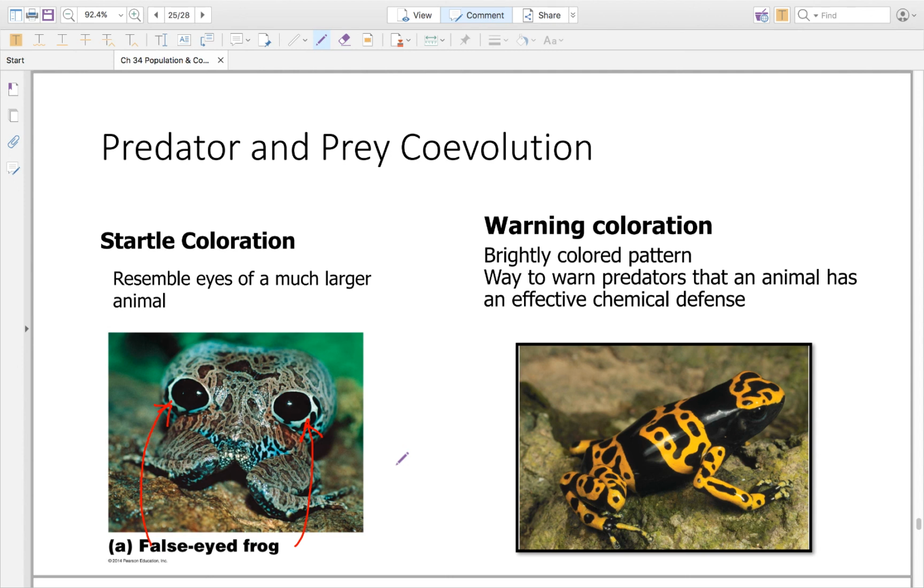Okay, that's one. Warning coloration. So we saw this guy earlier. See these colors? These colors are a threat. They're a warning. These brightly colored patterns tell other animals that I have chemical defenses. That's what those colors are about. And some organisms will evolve those colors too, though they may not have chemical defenses. Some of them don't. This guy does. And warning coloration is a pretty interesting defense, and it's a direct result of predator-prey coevolution.